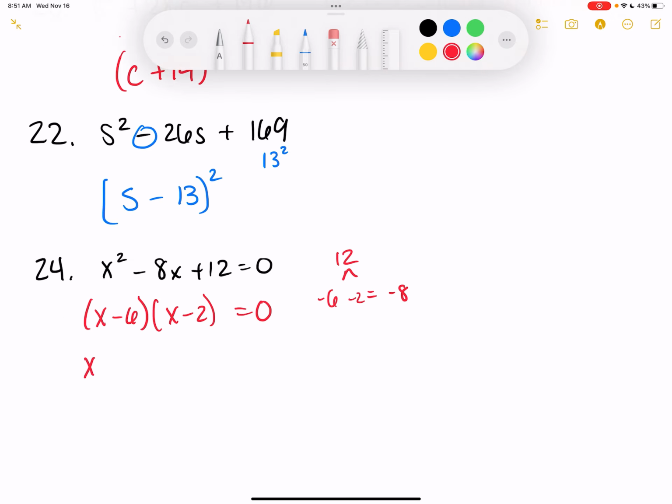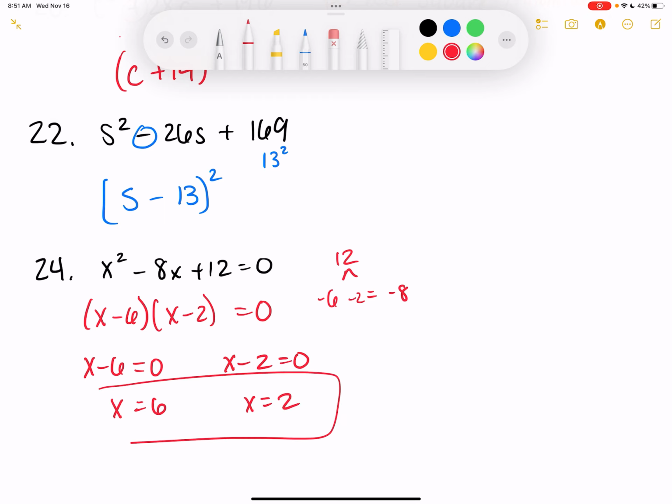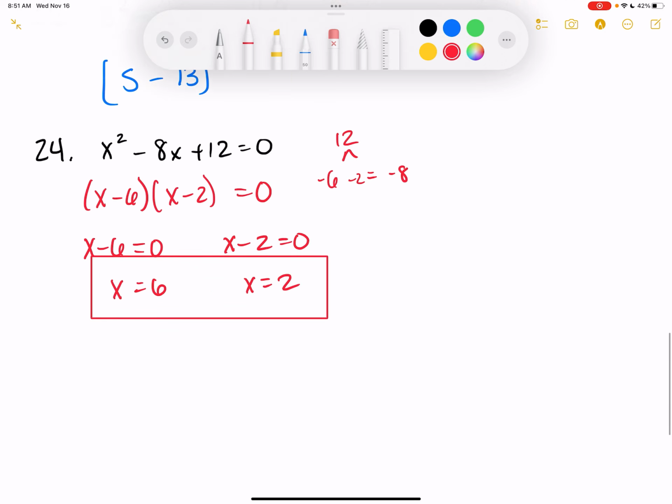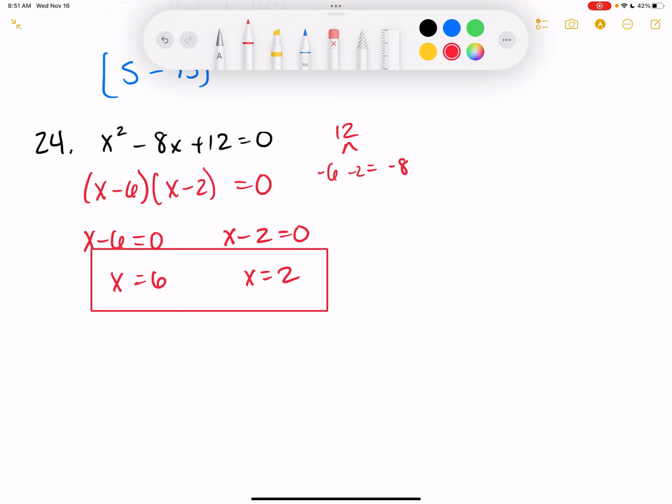Now we do x minus 6 equals 0, x minus 2 equals 0. And then we just solve a one-step algebra equation. So we add the 6 over, so x equals 6. Add the 2 over, so x equals 2. So x equals 6 or x equals 2. We'll solve this equation. And you could plug either of them into the original and check it, and it would be equal to 0 on the left side.